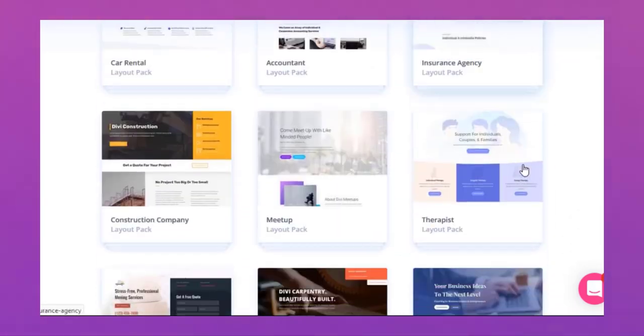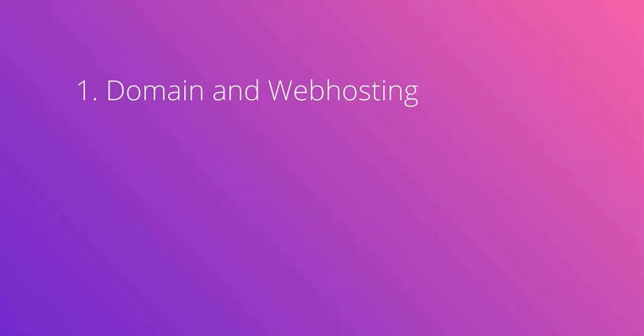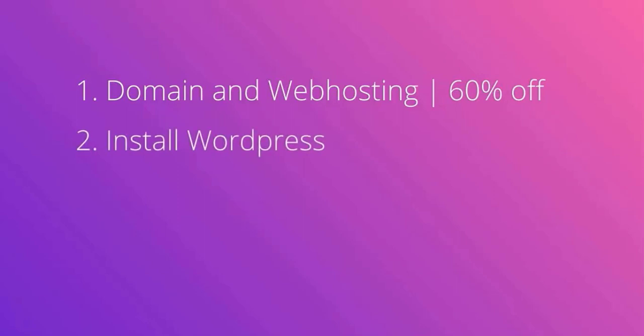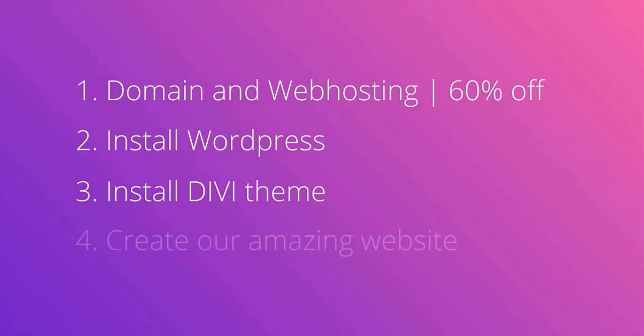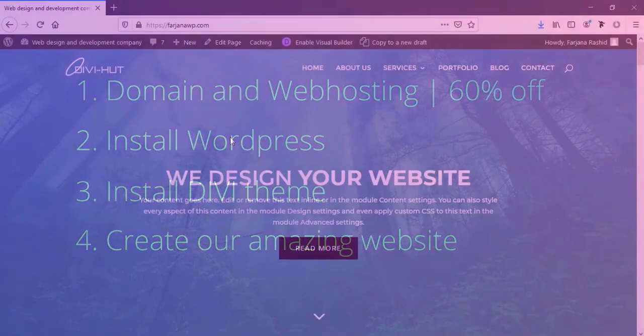Now let's get started. So first I will show you how to buy a domain and hosting, and I will also show you how you can get a 60% discount through my link. Then we will install WordPress, and then I'll show you how to install DIVI theme, and finally I will show you how to create our amazing website. If you have web hosting already, you can skip this part, or if you don't have, then follow along.